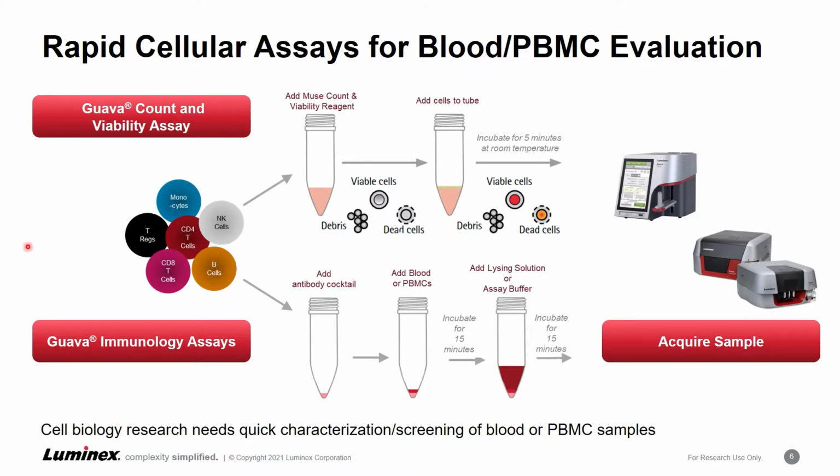The Guava immunology assays are developed to provide the user with CD4, CD8, or B cell concentrations and the percentages in the overall lymphocyte population. These are also mix and read assays that can be combined to determine all of the various populations.